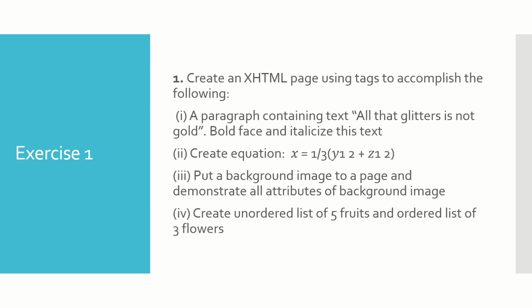The second thing we need to do is write this particular equation on the web page: x equal to 1 divided by 3 y1 square plus z1 square. The third task is to put a background image on the entire web page and demonstrate all attributes of the background image. And the last task is to create an unordered list of 5 fruits and an ordered list of 3 different flowers. Okay, so let's jump into the practicality of this.